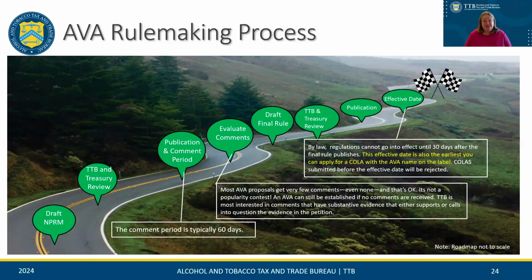That means at this point when it's published, your AVA is established and you can now use it on a wine label? No, unfortunately, there's still one last hurdle that you have to cross. By law, regulations cannot go into effect until 30 days after the final rule publishes. This is known as the effective date. And that effective date is also the earliest date you can apply for a certificate of label approval with the AVA name on the label. If you submit a COLA before that effective date with the name of the AVA on it, it will be rejected. So be patient and wait until that effective date. I told you this was a long and winding road, didn't I?